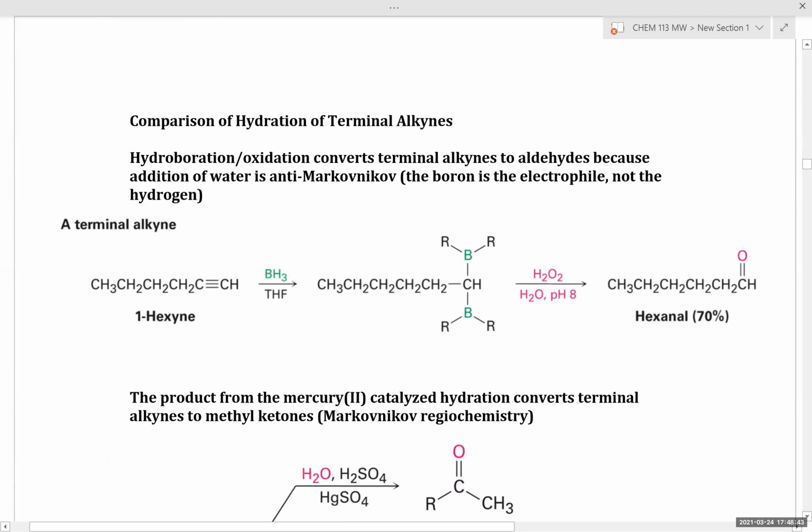Okay, so let's keep going now. And just as a comparison, hydroboration oxidation converts terminal alkynes into aldehydes because the addition, well, the quote unquote addition of water, more correctly, the addition of borane, favors anti-Markovnikov regiochemistry.